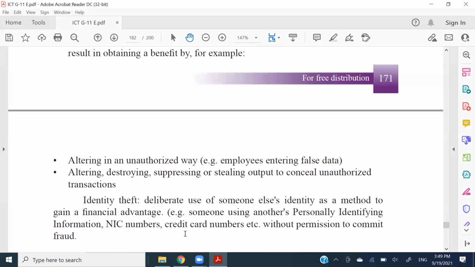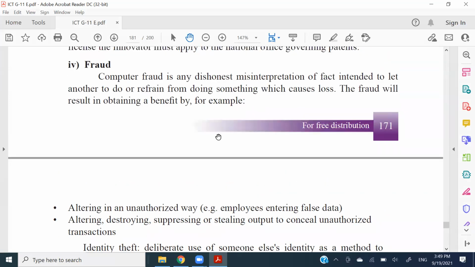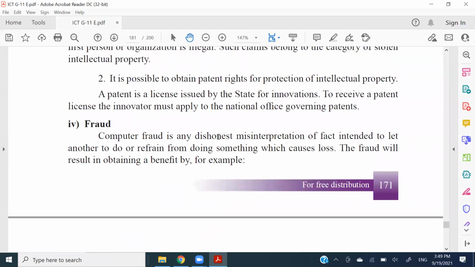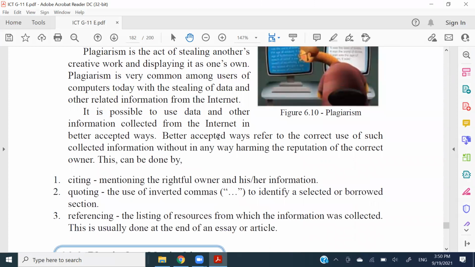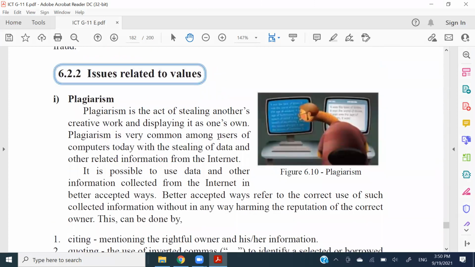So like gathering NIC information, credit card numbers, and all these things, right? Those are called frauds. So it is a legal problem, right? It is illegal. Someone can sue a particular person if they are involved in these kinds of things. And now the next one is the things regarding values. These are not legal problems, but this is kind of a value, kind of a policy, right?